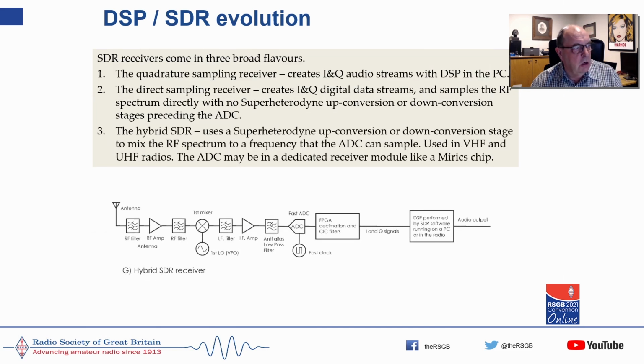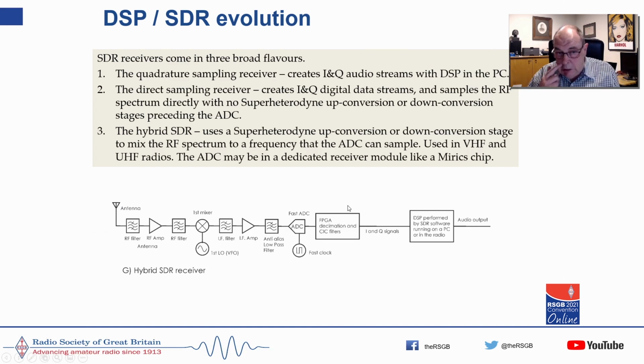The third kind is a hybrid SDR. This uses a standard superheterodyne stage at the start and mixes the RF signals down to a frequency that the ADC can sample. And then from there on, it's pretty much like a direct sampling radio. So this bit's superheterodyne, and this bit is the SDR.